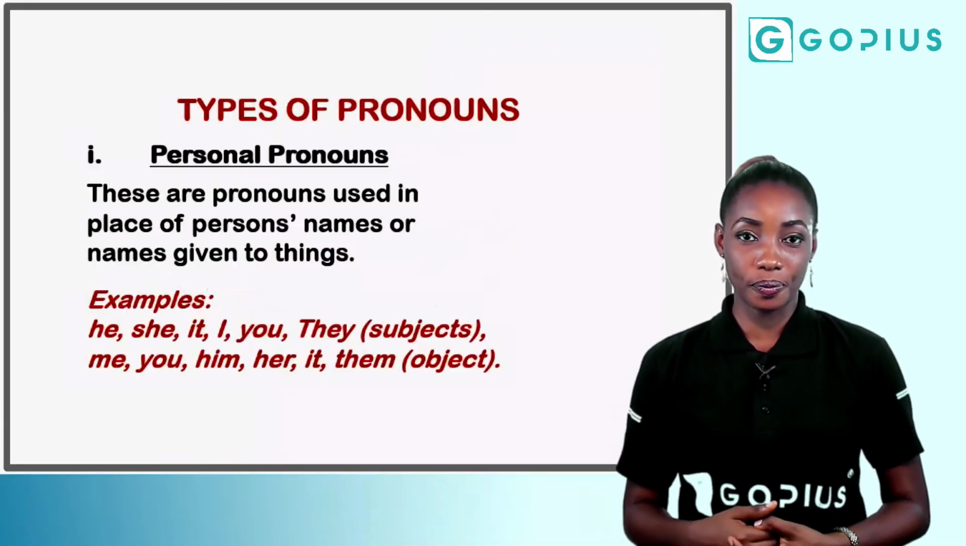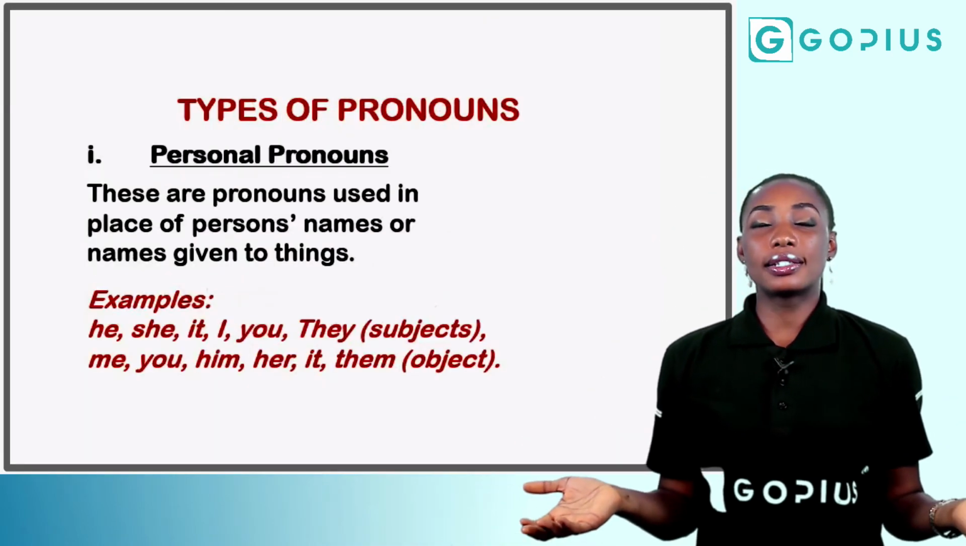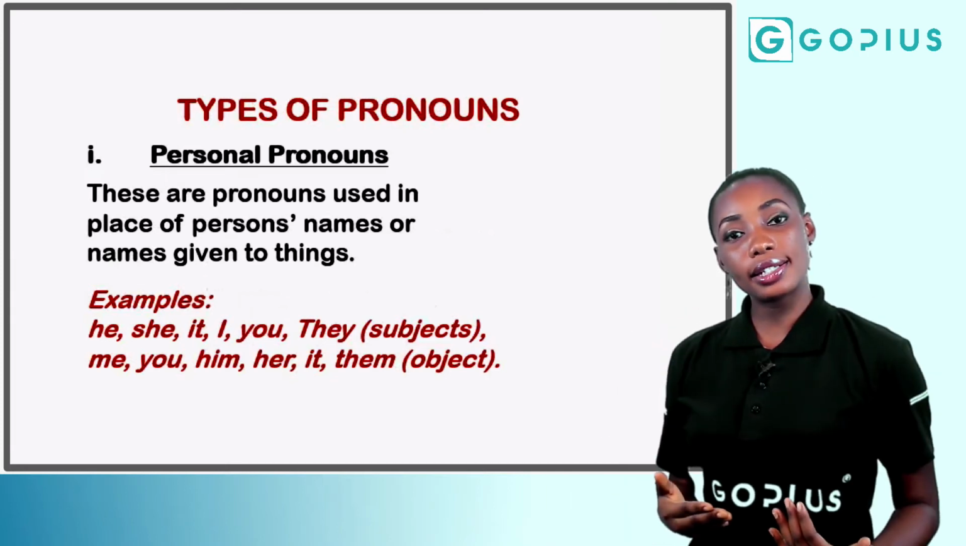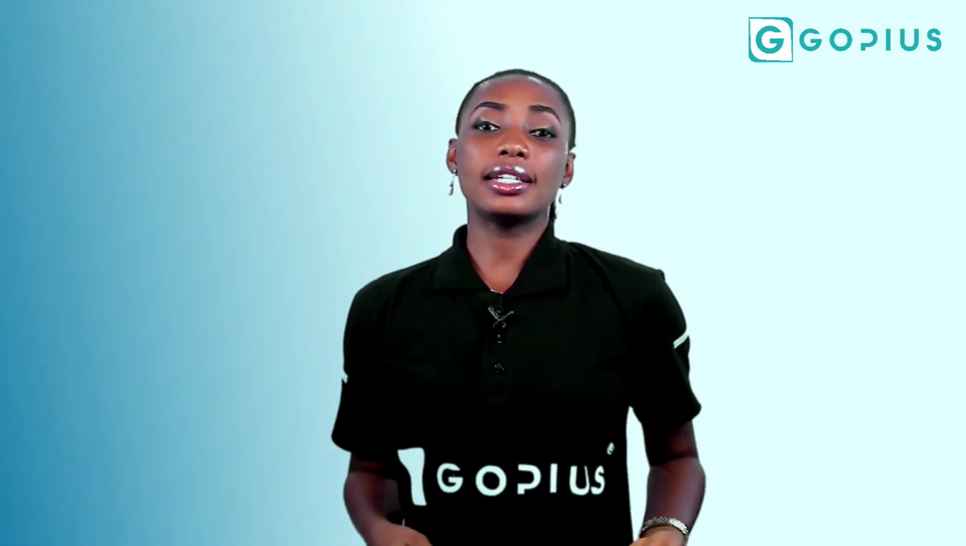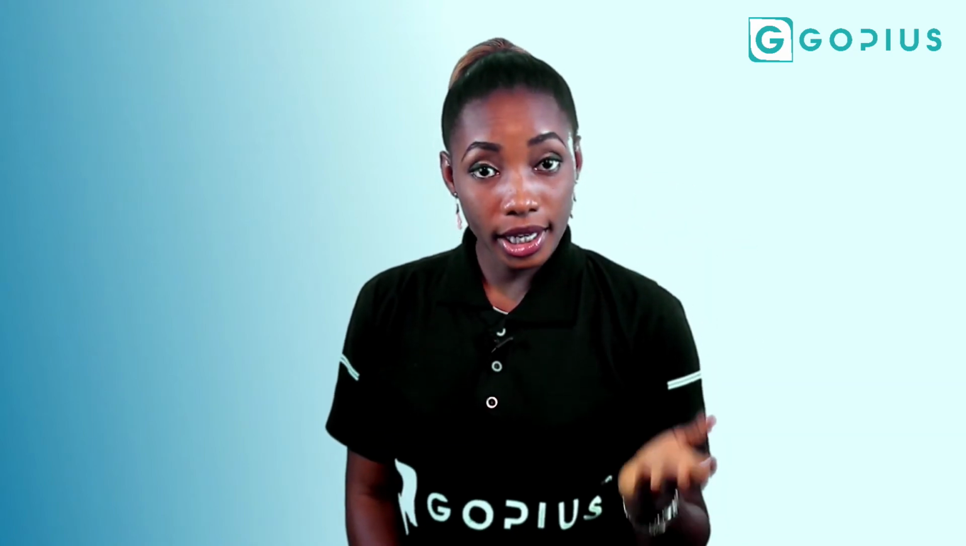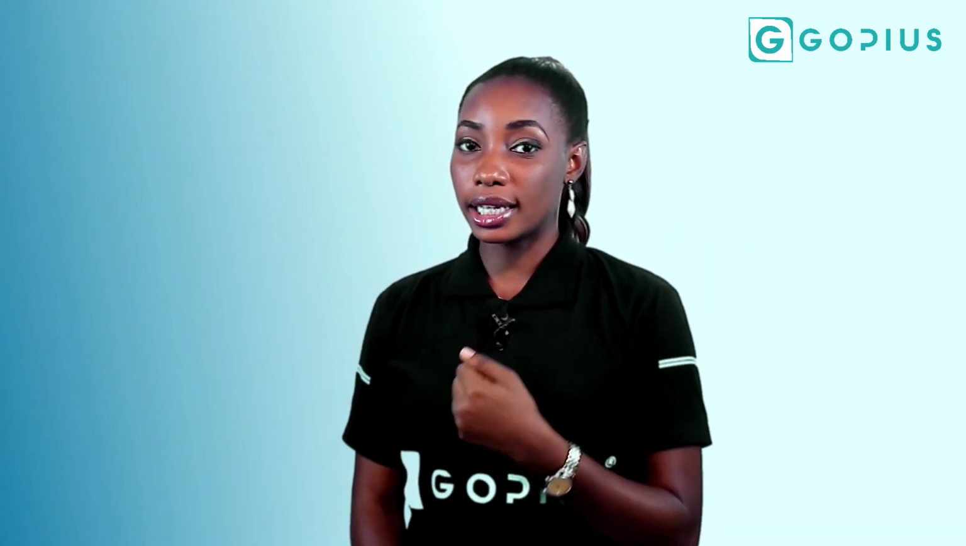We're going to look at pronouns. Pronouns are words that are used in place of nouns or noun phrases in a sentence to avoid unnecessary repetition. We have sentences like, John is at home. John is reading his book. John will soon go out. Instead of using John, we can say, John is at home. He is reading his book. He will soon go out.